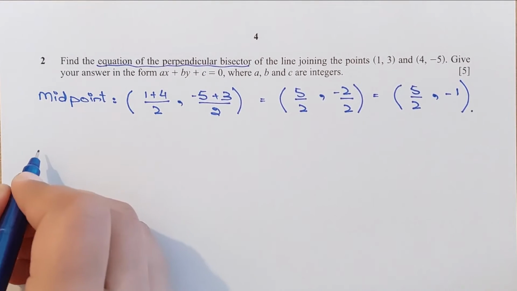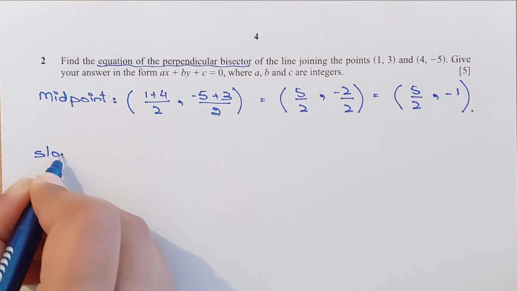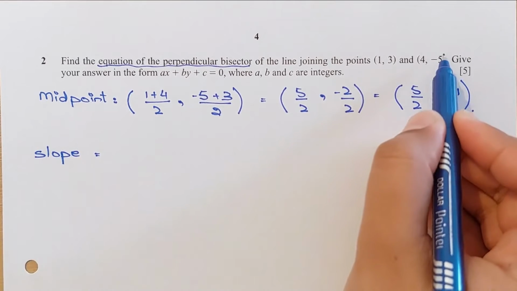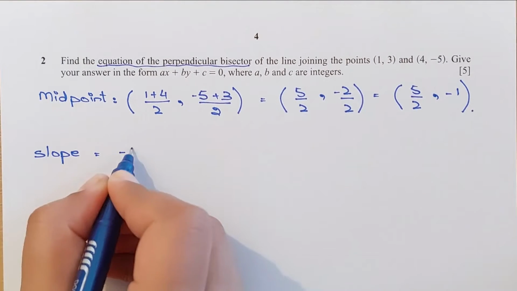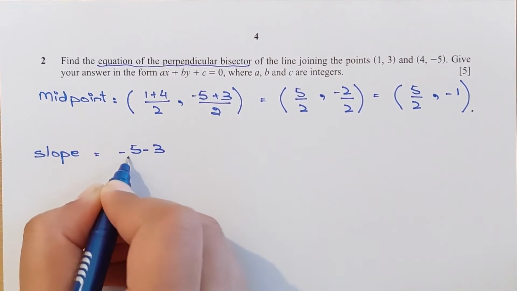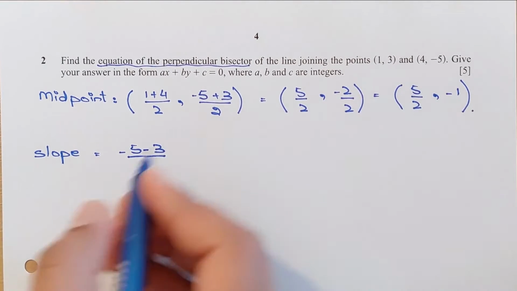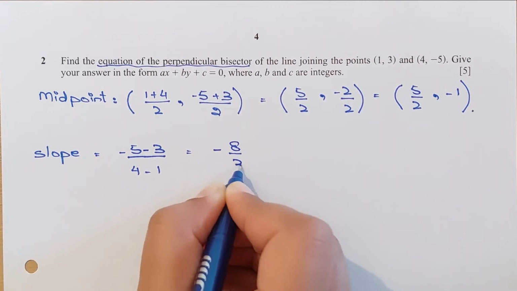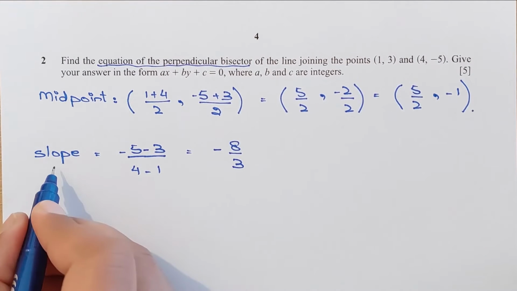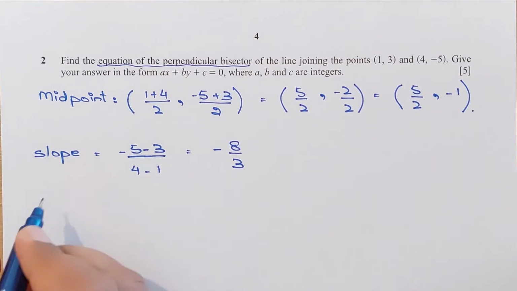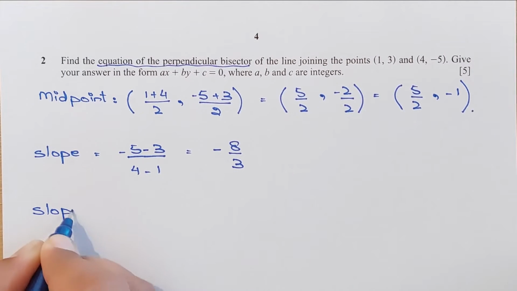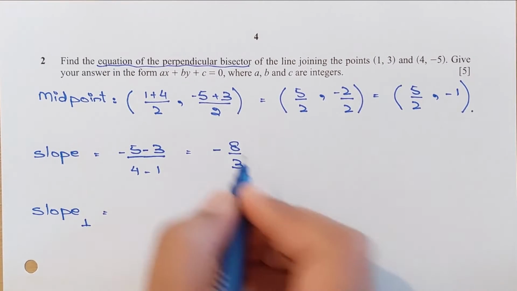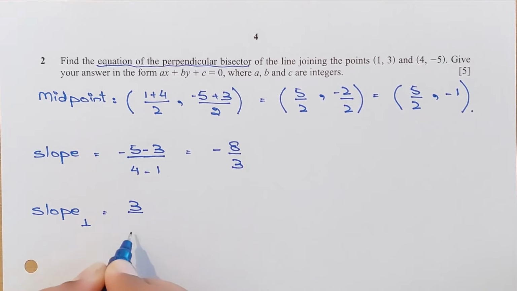The next thing, we have to find the gradient or the slope. Slope is y2 minus y1 over x2 minus x1. So y2 is minus 5, minus y1 is 3, divides x2 is 4 minus x1 is 1. So this is negative 8 divides 3. This is the gradient, the slope, and we have to find the perpendicular bisector. So the slope of the perpendicular line is the negative reciprocal. So negative times negative is positive. Reciprocal of 8 by 3 is 3 by 8.